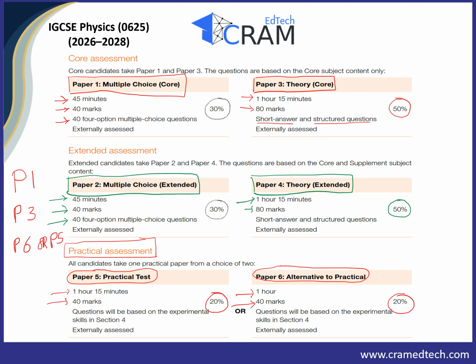And those students who are appearing for the extended examination appear for paper 2, then paper 4, and then paper 6 or paper 5, depending upon that particular school, that particular institution, or the choice of the student itself. But extended students have to write these 3 assessments, and core students have to write these 3 assessments. In another session, I will explain paper 1 and paper 2.